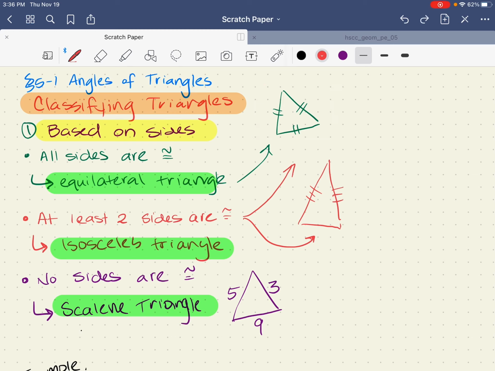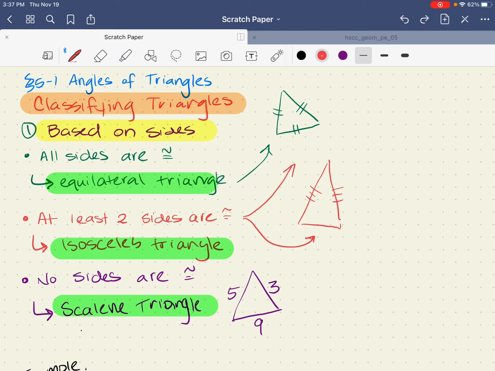The next one we have is the isosceles triangle. That's where you have at least two sides that are congruent. Now, interestingly enough, when it says at least two sides, that does mean this guy here is also considered an isosceles triangle. He obviously doesn't like to be called that because he thinks he's more special, but he is technically an isosceles triangle because he does have two sides that are congruent.